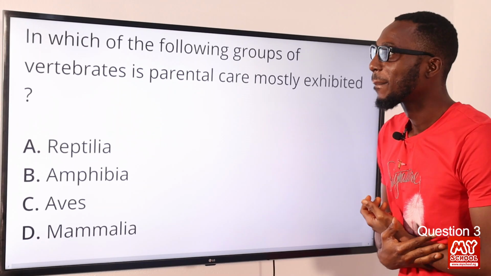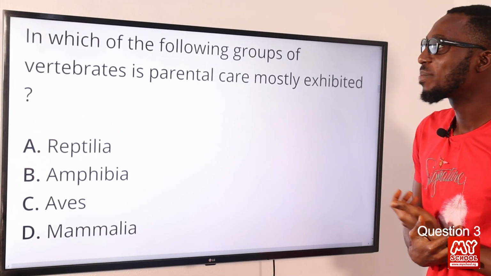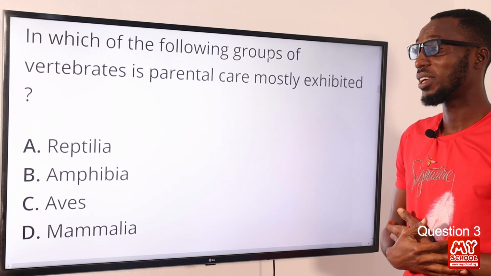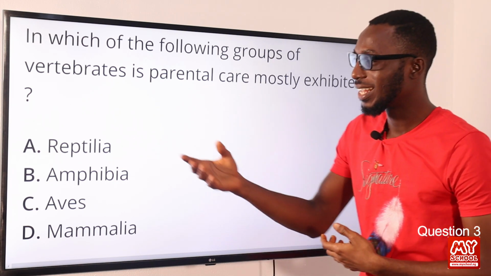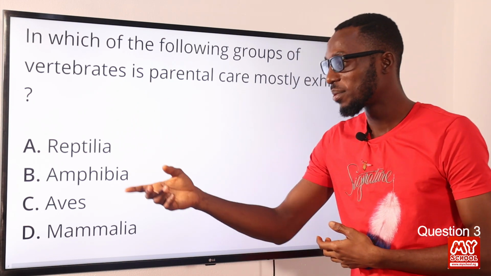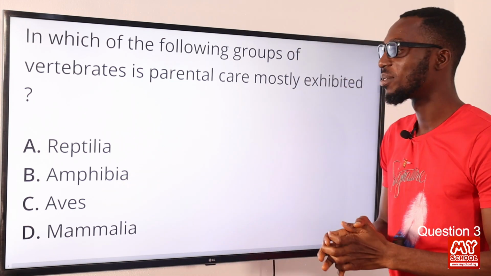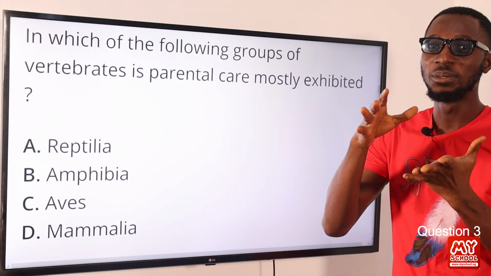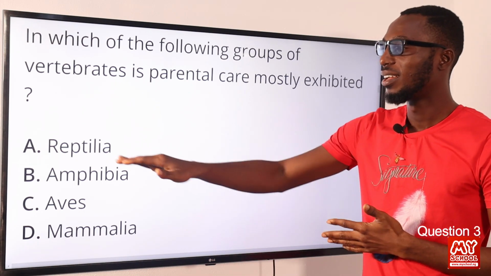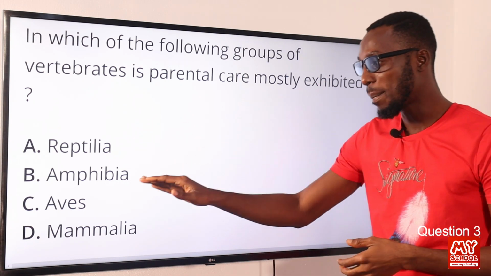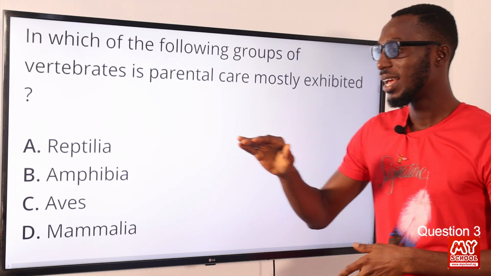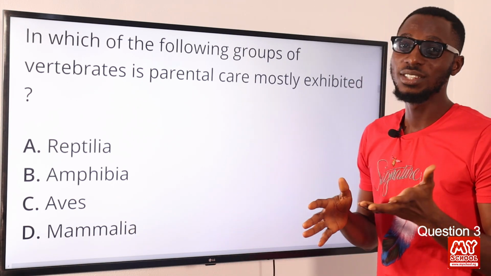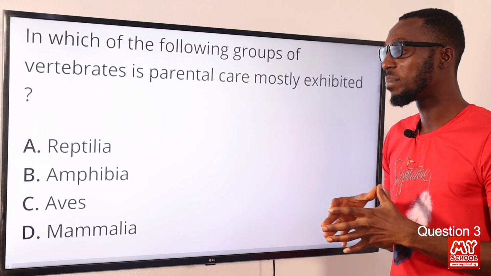Question 3. In which of the following groups of vertebrates is parental care mostly exhibited? Now let's do something. Oviparous means they lay eggs. Reptilia, or reptiles, like lizards and snakes, show none in most cases. Amphibians, none in most cases. Aves, we are looking at birds generally. Actually they show a good level of parental care.